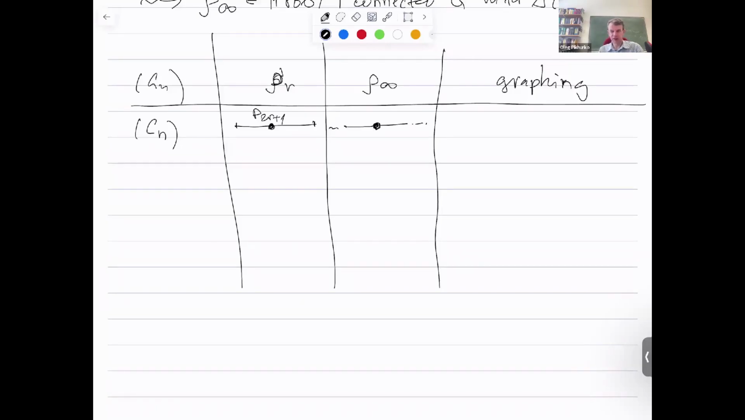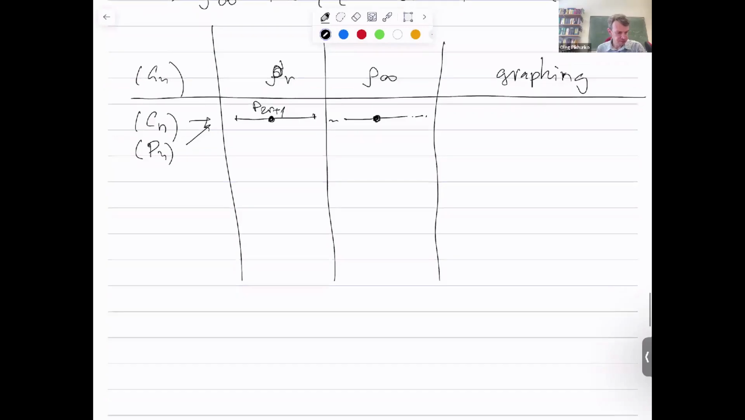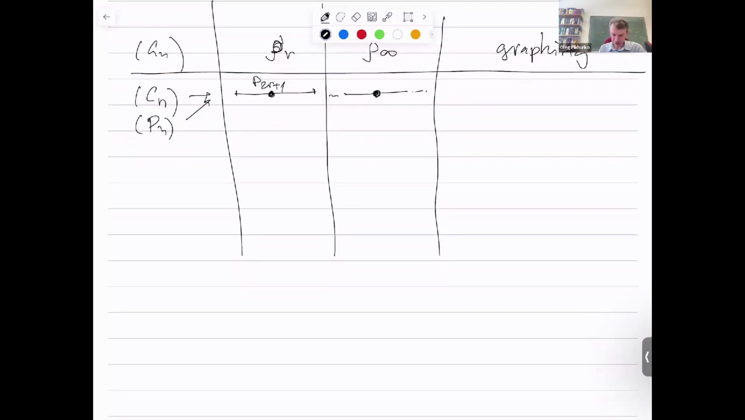Similar, if you look at the limit of paths P_n, it will be the same. Maybe let's look at one that is a bit more complicated. Suppose my graph of length n is as follows. I take a path of length n, and to each vertex I attach a leaf, a pendant edge.